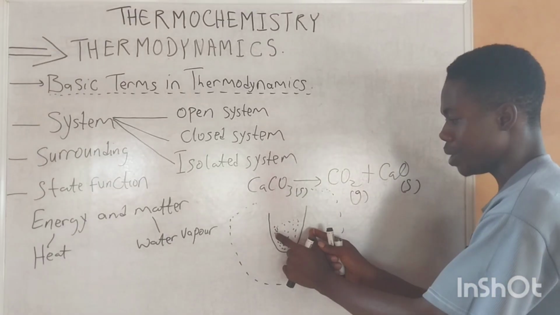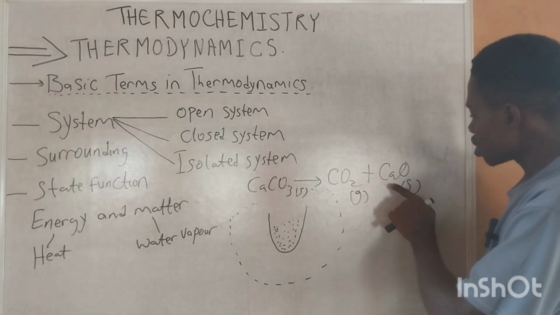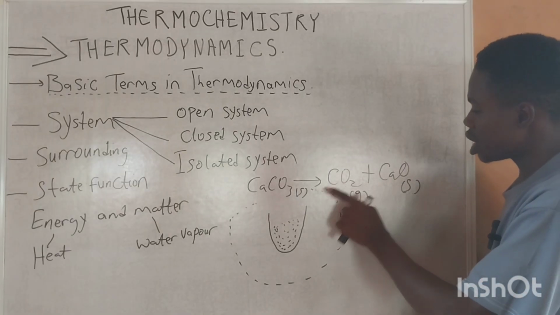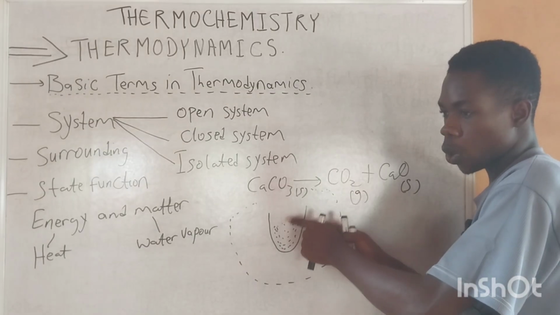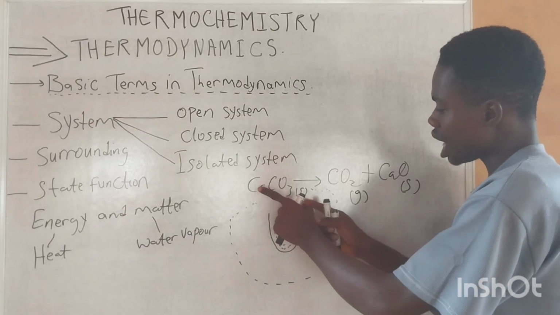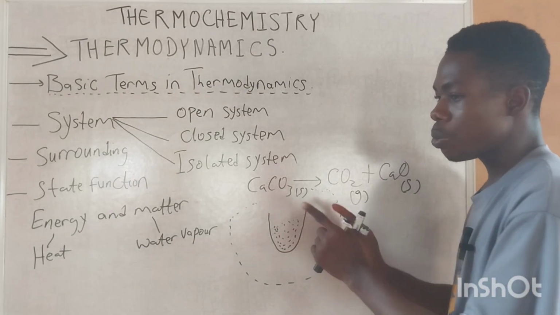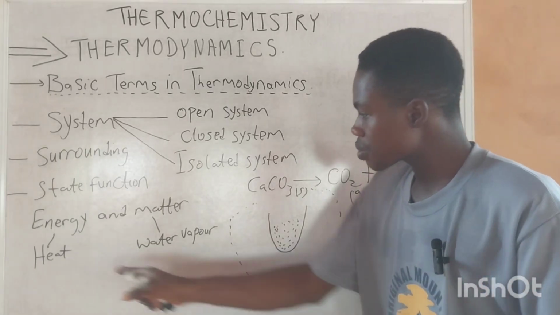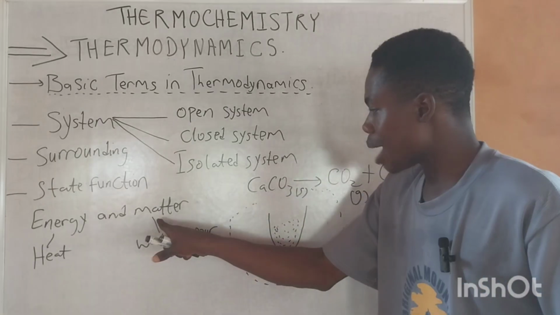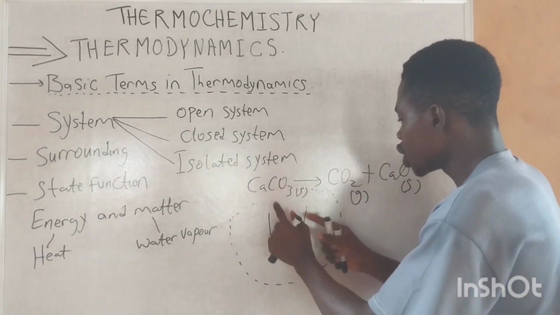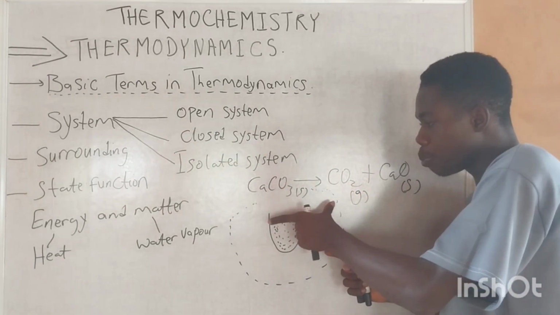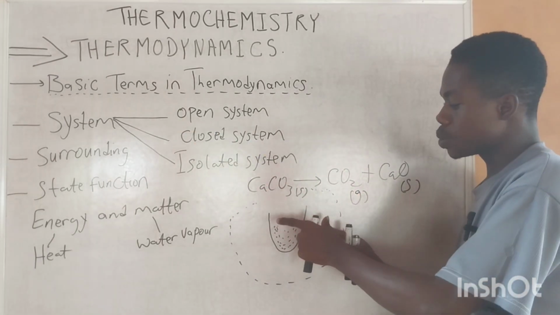Now, just imagine that this reaction is taking place in this open system. Because the system is open, this gas, which happens to be carbon dioxide, will escape to the surrounding, precisely because the system is open. So this just explains an open system. An open system is a type of system where energy and matter are exchanged with the surrounding, because the system is open. It is not closed.